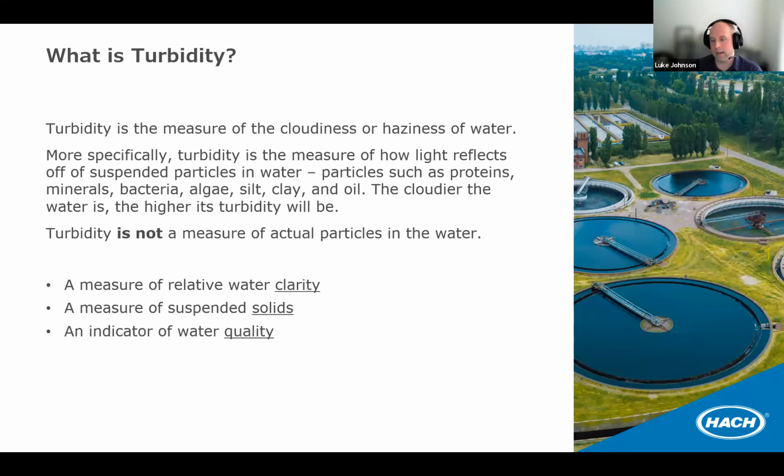So in that aspect, turbidity is a measure of the relative water clarity and a great indicator of the quality of your water. Another thing that turbidity is very popular for is measuring the suspended solids. Like I said, it doesn't measure directly how much silt or algae is in your water, but it is an indicator of how much of that stuff is in your water causing turbidity.